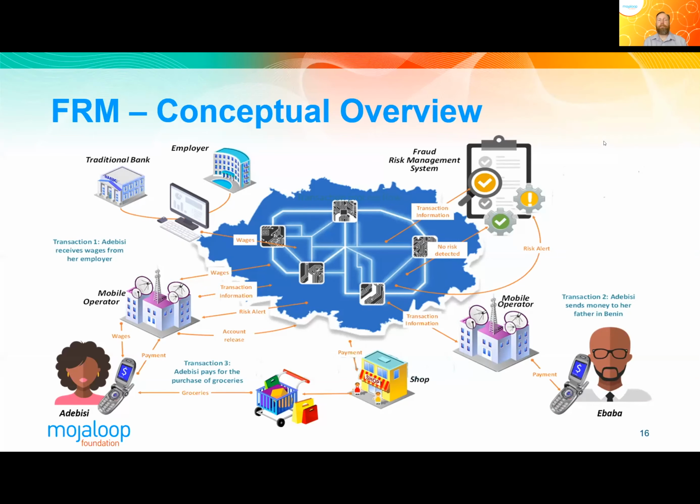Adebisi would get paid her wages by her employer, a major hotel, and she would then use her wages that she receives on her cell phone to buy some groceries at a shop. And then also she uses it to send money to her father in Benin. Every transaction that goes through the Mojaloop network should then be evaluated for fraud.